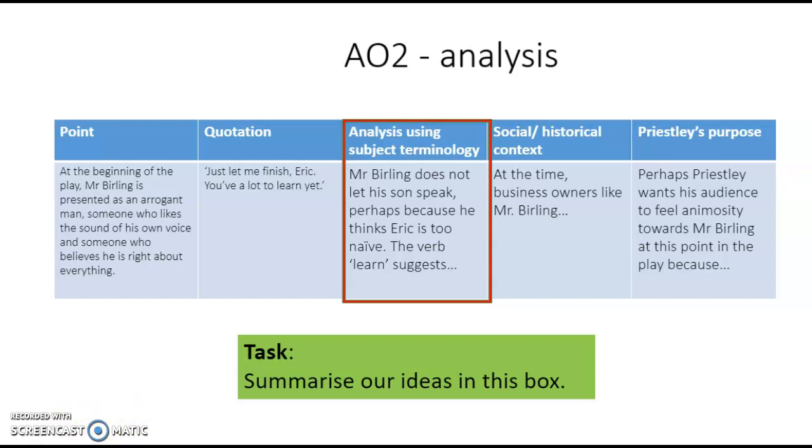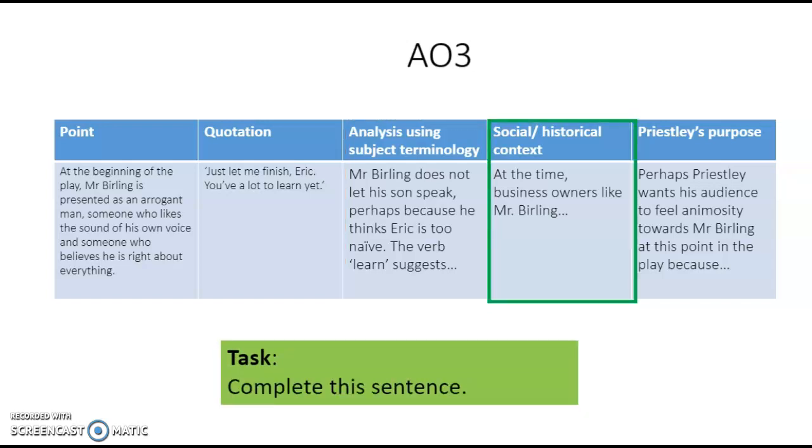Okay, fantastic. So what we're going to move on to looking at next in the next box is the AO3 side of your paragraph. This is where you're looking at social and historical context, but also context as a whole. What key ideas are being highlighted here? Are there any themes that you could link in with this quote and this moment? So what I would like you to do first is give this a go yourself. So we've got a sentence started here.